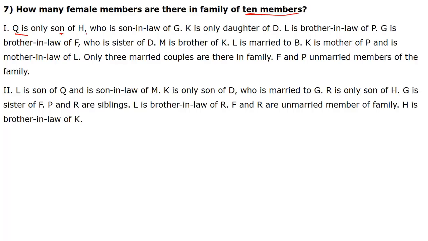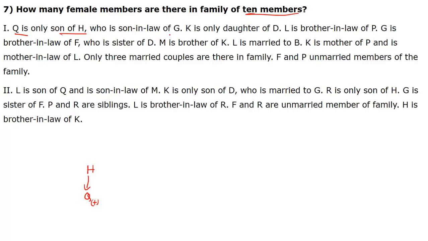Q is the only son of H. So H's only son must be Q. What does this mean? Q will be a male person. For a male person, I'm going to indicate with a plus sign. H may be having daughters as well, but so far we understand that Q is the only son. There is no other son. If there are any siblings to Q, those persons would be the sisters. That you need to understand.